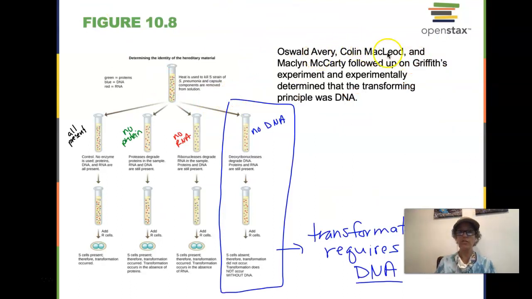Avery, McLeod, and McCarty followed up, and then we can see where we have the proteins, the DNA, and the RNA. If everything is present, we add the rough cells, we get smooth cells. If there's no protein, but there's DNA and RNA, we get the smooth cells. If there's no RNA, we get the smooth cells. But if you take away the DNA and just keep protein and RNA, then you do not get the transformation. So that doubly confirms that DNA is the chemical that is required to transform the rough bacteria into smooth.